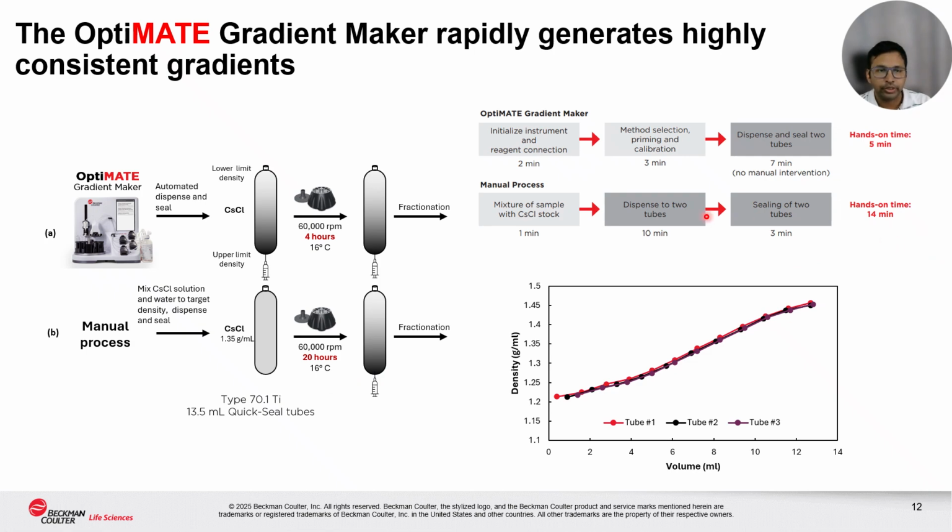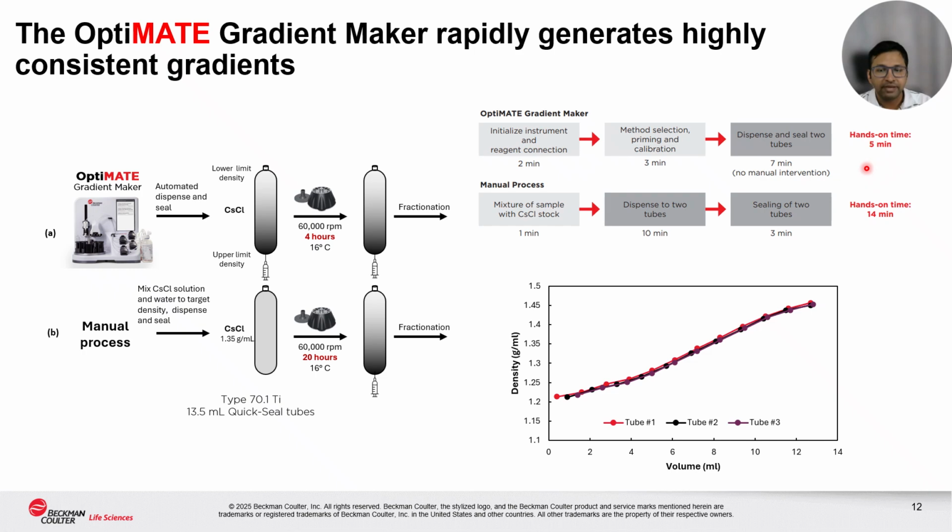Now with the OptiMATE Gradient Maker, what you do is you initialize the instrument and connect your reagents, your gradient modifier and sample to the tubing. You select the method, you prime the tubing, you calibrate if you need to, and then you go ahead and ask it to dispense and seal. This takes about 7 minutes, but the key thing here is there's no manual intervention. You hit go and you walk away. You can set up your ultracentrifuge or your rotor. And so you're looking at a hands-on time of just 5 minutes.